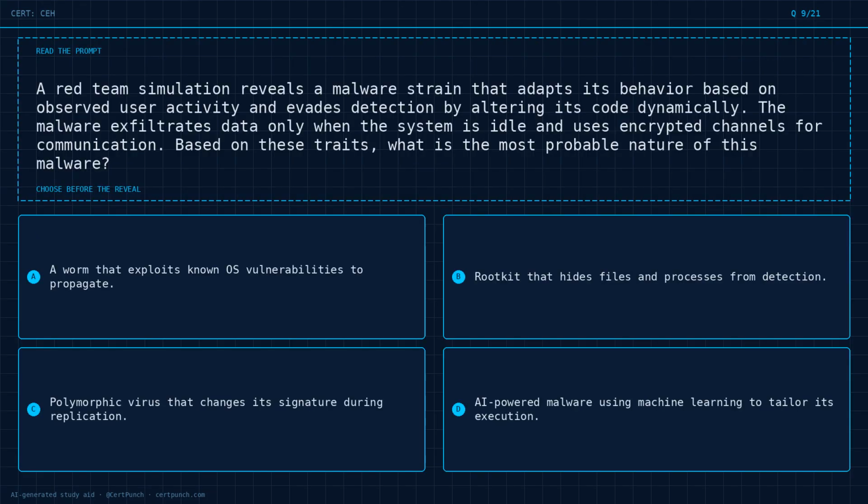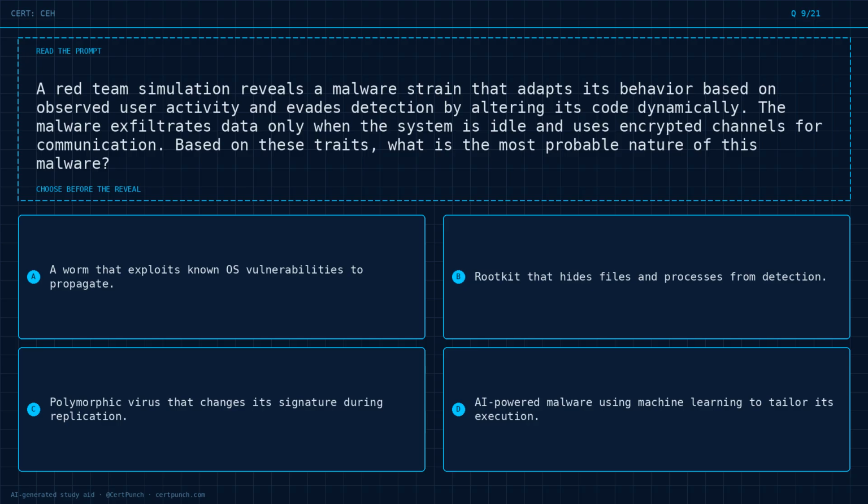Question 9 of 21. A red team simulation reveals a malware strain that adapts its behavior based on observed user activity and evades detection by altering its code dynamically. The malware exfiltrates data only when the system is idle and uses encrypted channels for communication. Based on these traits, what is the most probable nature of this malware?